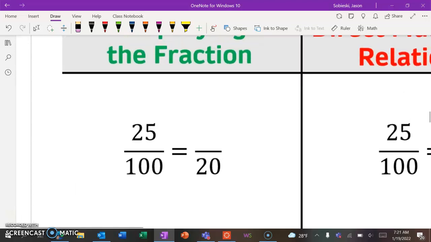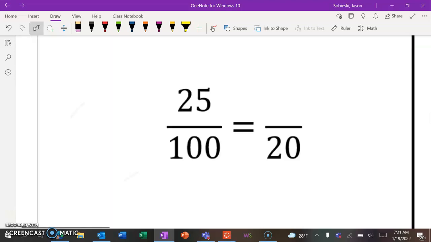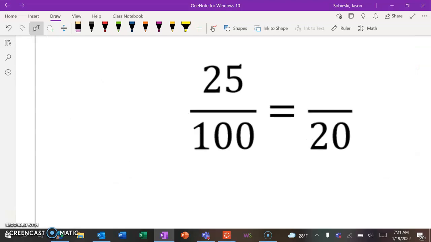So one of the ways is to try to simplify the fraction. So if we look at 25 over 100, you want to start thinking about common factors that those two numbers have. Well, I know if we take a 5 out of both of those, this will leave us with a 5 in the numerator. 25 divided by 5 is 5. 100 divided by 5 is 20. Well, there we go. There's our denominator that we wanted, so our numerator has to be 5.